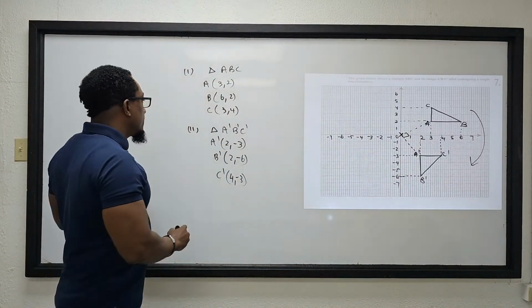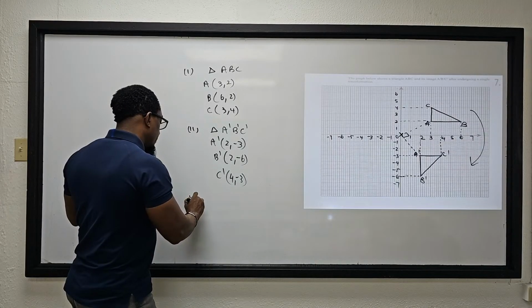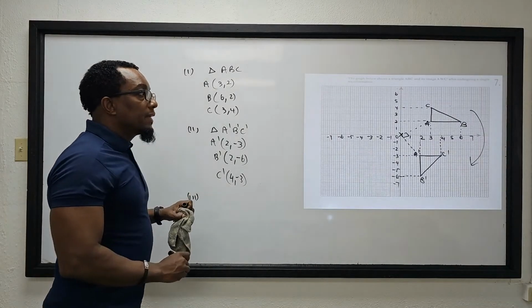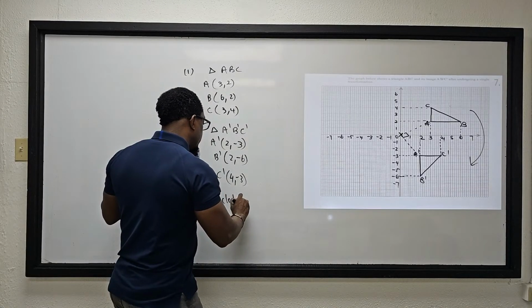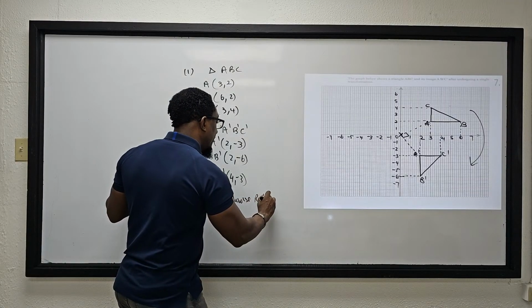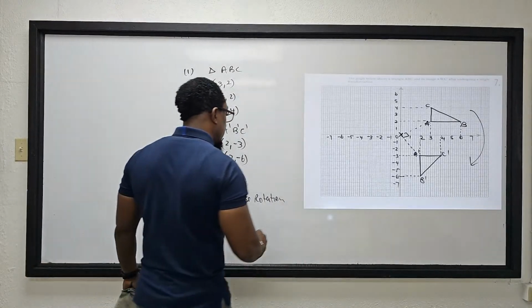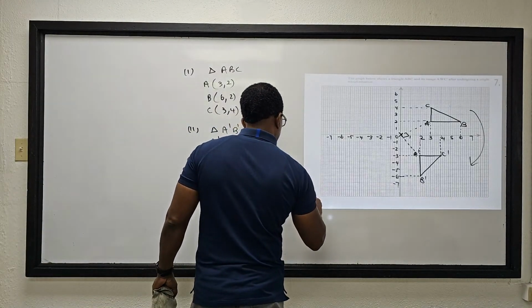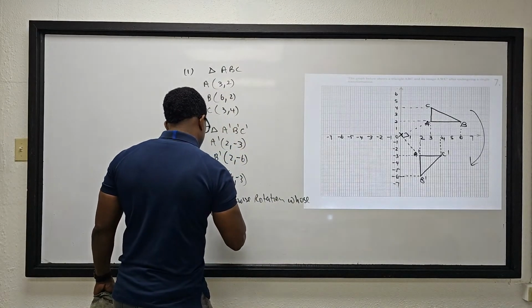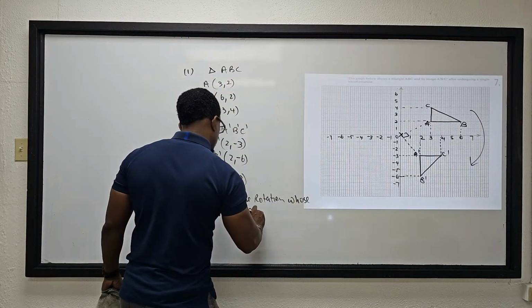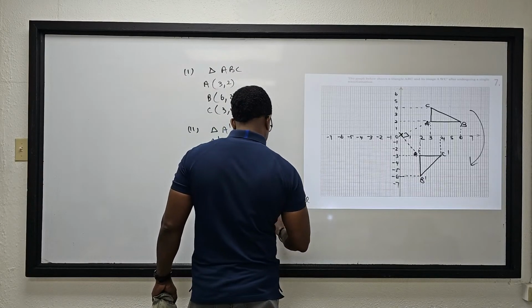So this is part 3. It is a 90-degree clockwise rotation whose center of rotation is the origin.